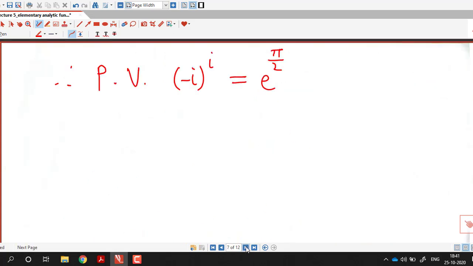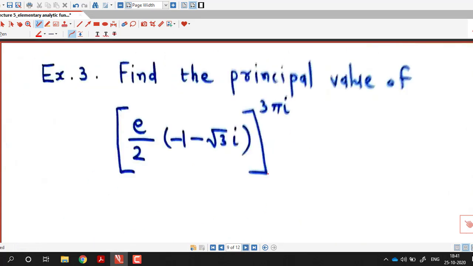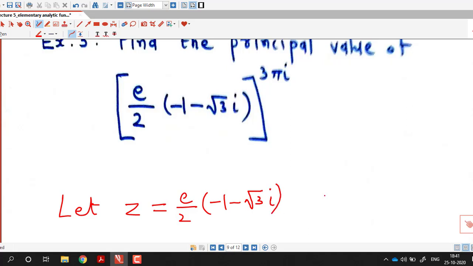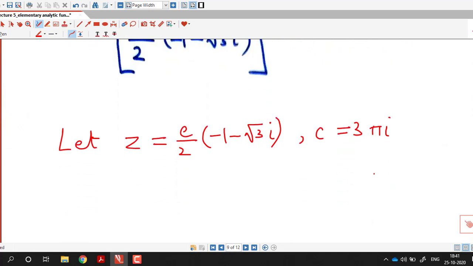We can have one more problem. Find the principal value of (e/2 (-1 - root 3 i)) to the power 3 pi i. If we compare with z raised to c, here z is e/2 times (-1 - root 3 i), and c is 3 pi i. So I have to first find the log of z.